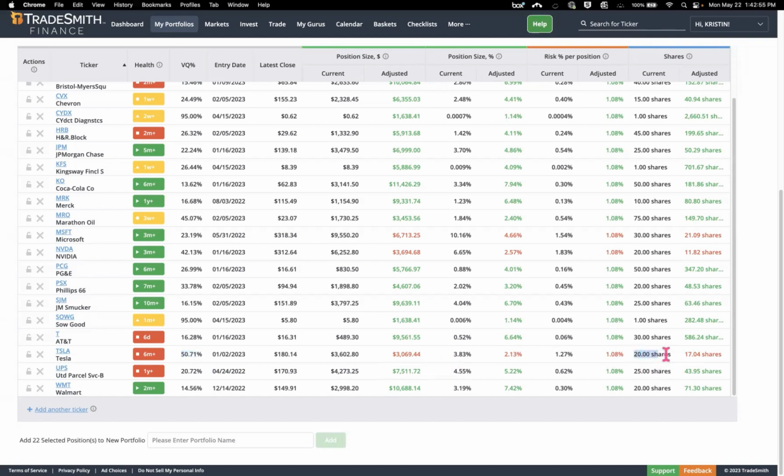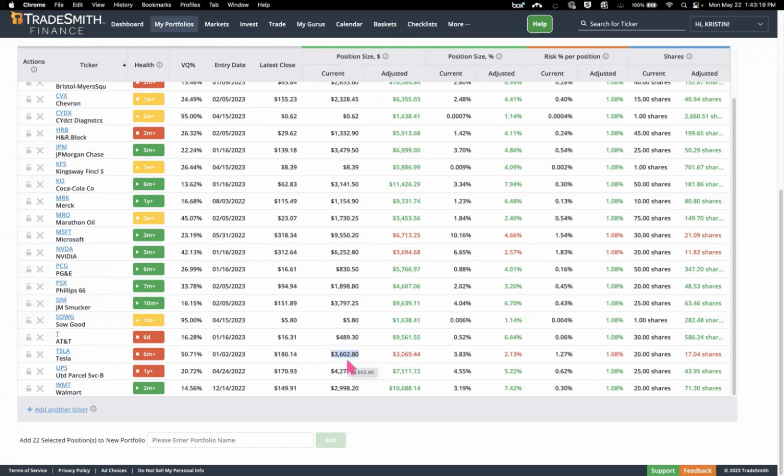And it wants me to decrease it to this. So currently I own 20 shares of Tesla. It wants me to take it down to approximately 17. So in this case, of course, I would round down on the fractional shares. So it basically wants me to sell 3 shares. But again, Tesla will show you here. So if I sell those positions, it's going to be adjusted from this amount.